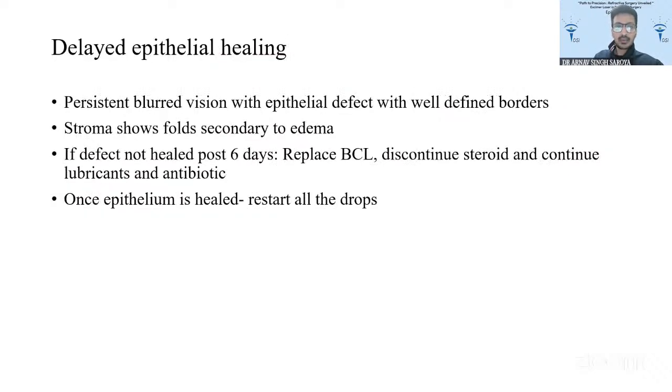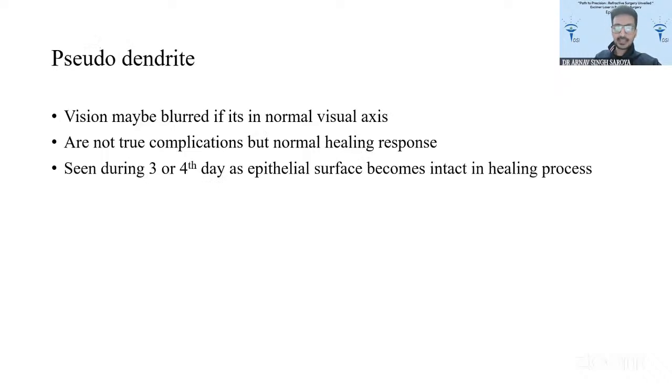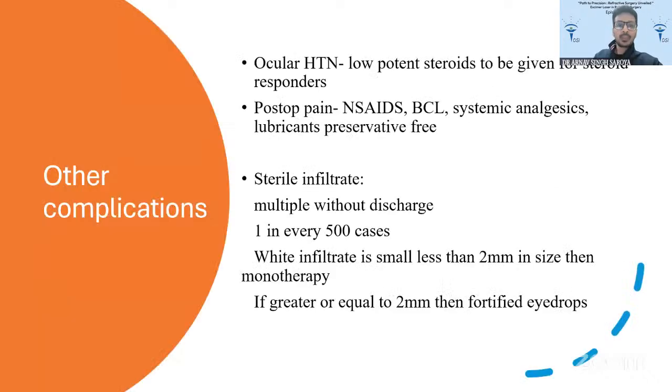Delayed epithelial healing causes persistent blurred vision with epithelial defect with well-defined borders. Stroma shows folds which are secondary to edema. If you feel that the defect is not healing, replace the BCL, discontinue the steroids, and ask the patient to use lubricants as far as possible, along with an antibiotic drop. Once the epithelium is healed, we can restart all the drops as per the protocol.